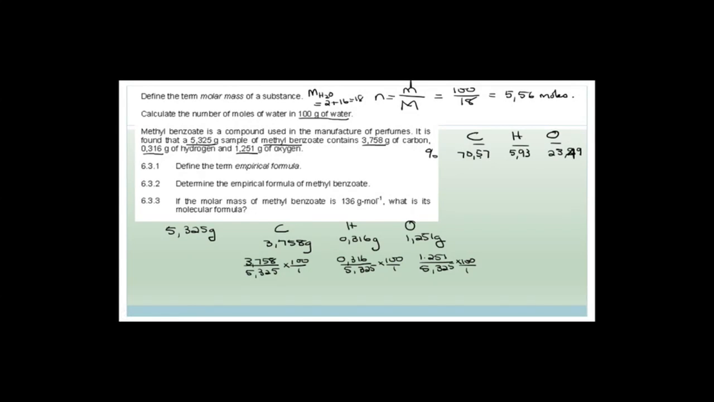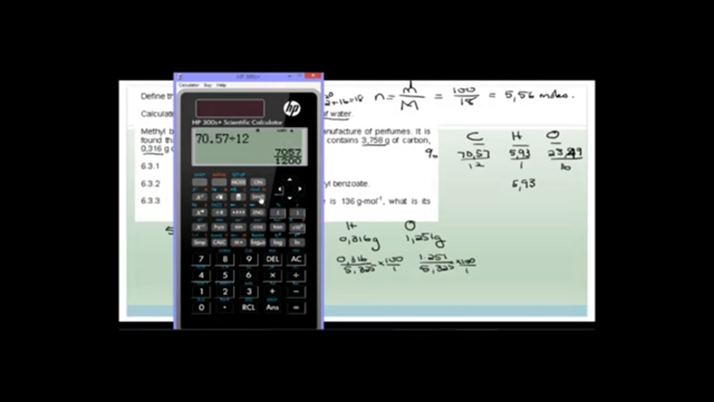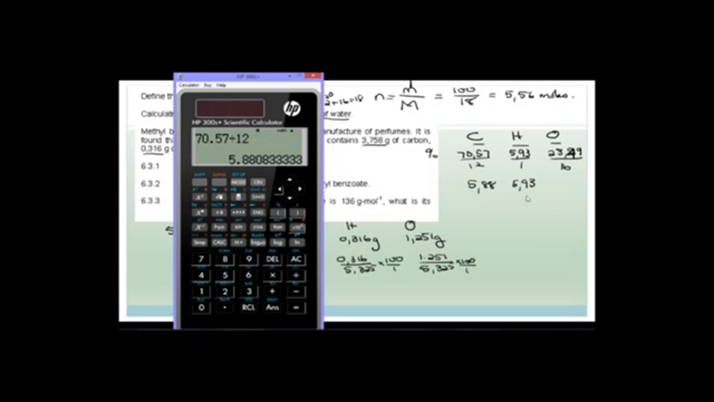And now you can do this like normal. So we pretend that this is 100 grams. We're going to divide by the molar mass to find the number of moles, and so on and so on. Okay. So we're going to divide this by 12, this by 1, and this by 16, because those are the molar masses. This obviously remains 5.93. Let's work out what 70.57 divided by 12 is: 5.88. And 23.49 divided by 16 is not going to be 5, it's 1.47. So remember what the rule is now.